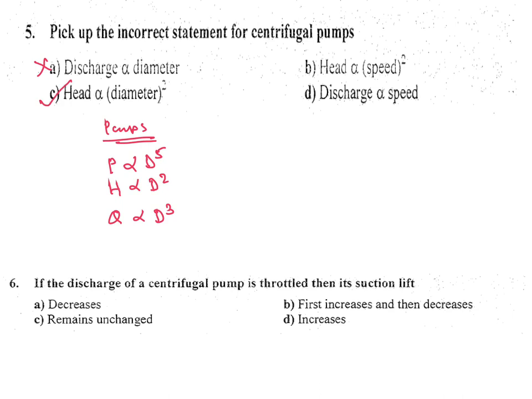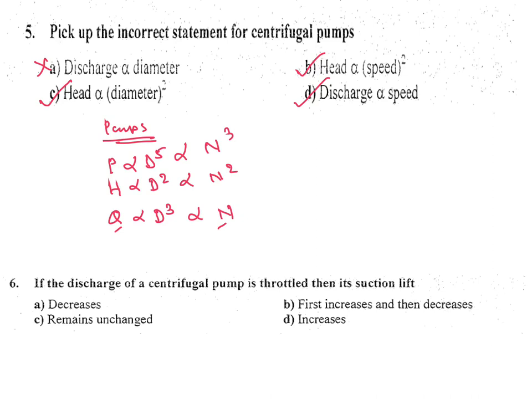Discharge is proportional to speed. So speed also we have to write: N cube, N square, and N. Head is proportional to speed square. This is also correct. Discharge is proportional to speed, this one and this one. So this is also correct. So incorrect statement is A. Discharge is proportional to diameter here, but discharge is proportional to diameter cube. So A is our answer. Others B, C, D are correct statements.